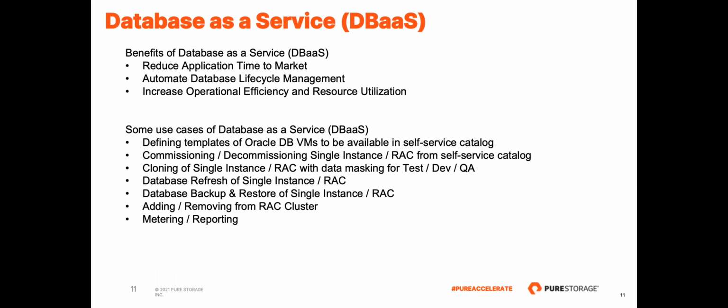If you look at the slide here, some of the use cases of database as a service that come to mind could be defining templates of Oracle DB VMs to be available in a self-service catalog. You're able to commission and decommission single instance Oracle RAC from that self-service catalog. You can clone databases, refresh databases, back up, restore, and add or remove nodes to an Oracle RAC cluster on the fly. You can even have some kind of metering and some kind of reporting as well.